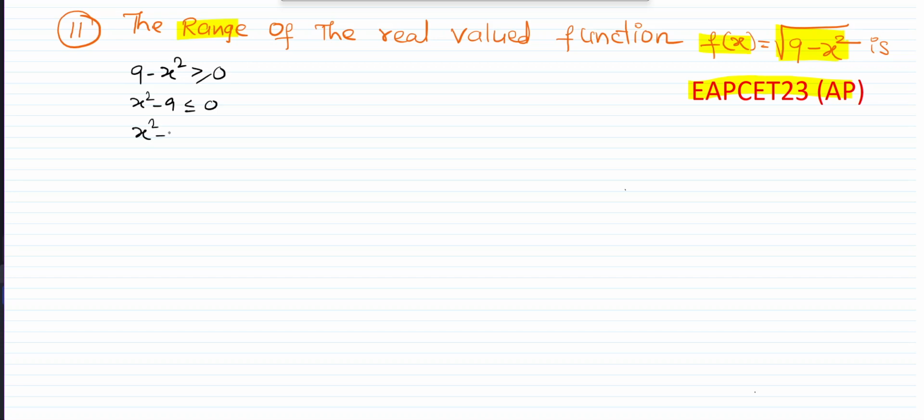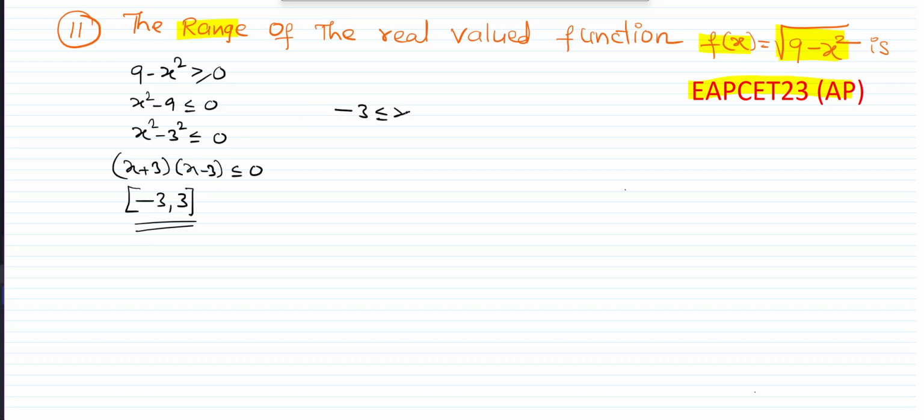This is x square minus 3 square less than or equal to 0. This is x plus 3 into x minus 3 less than or equal to 0. Therefore the domain is minus 3 comma 3 in closed brackets. This is the domain. So the domain means that x lies between minus 3 less than or equal to x less than or equal to 3.